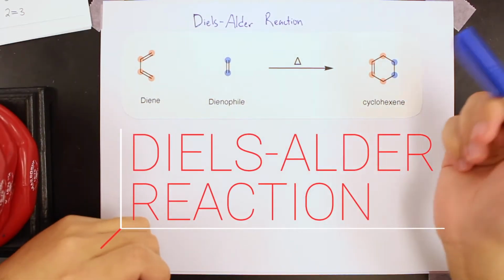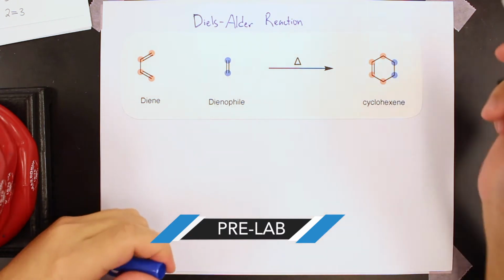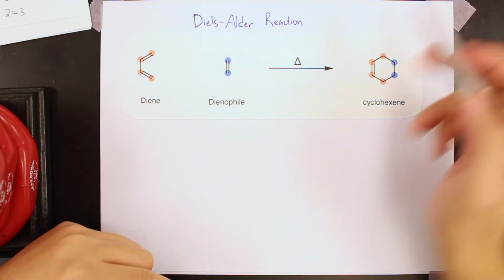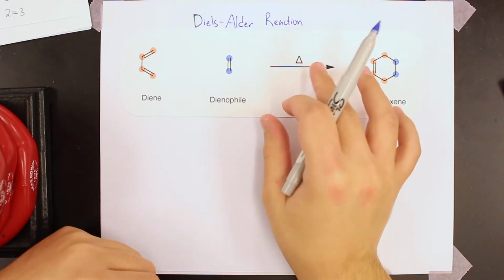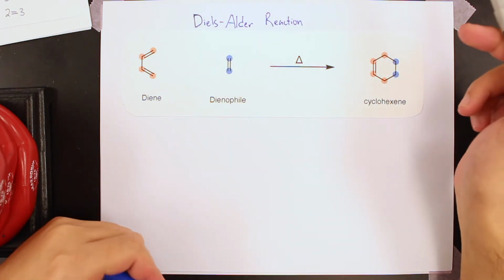All right, hello everyone and welcome to the fourth lab of the organic chemistry series this semester. And for this lab we're going to be talking about the Diels-Alder reaction. So we're moving on from some of the spectroscopic methods, analytical methods, and we're going to be doing some synthesis.